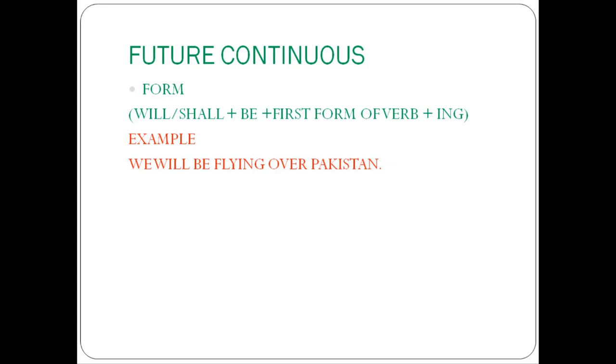So after simple future tense, we move toward the future continuous tense. In future continuous tense we always use will or shall. As I already told you, in future tense we mostly use will or shall. So here we use will or shall plus be plus first form of verb plus ing. Example, we will be flying over Pakistan.